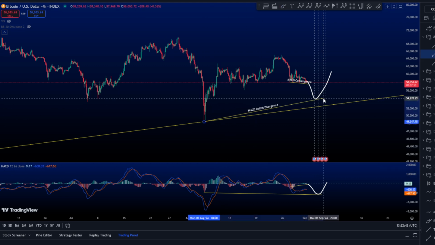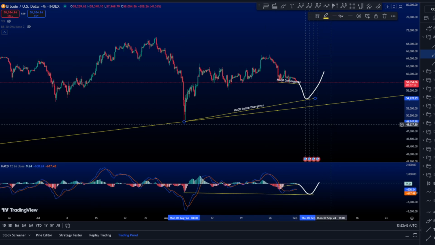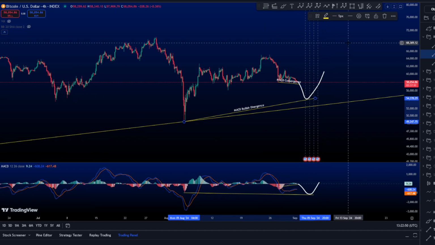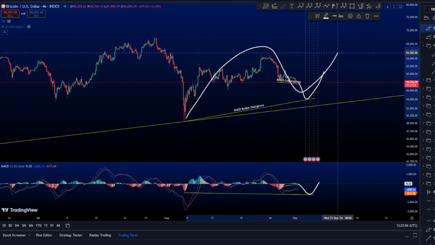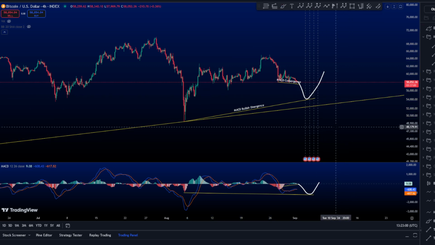If you remember, it can happen, right? It's very likely that it can happen, and that we move up for a wave 3 or a wave C towards the upside, finishing A, B, C as well. Very, very possible and likely.